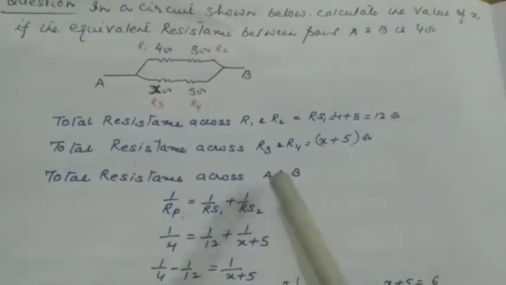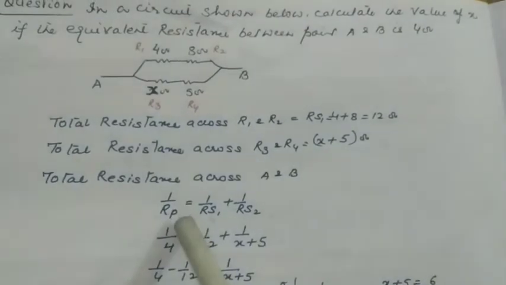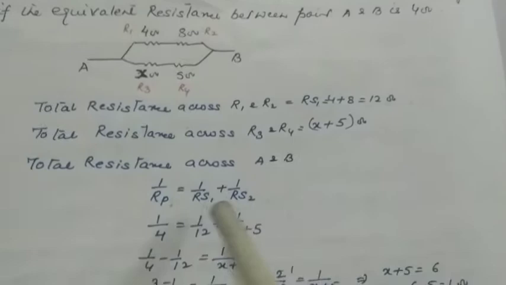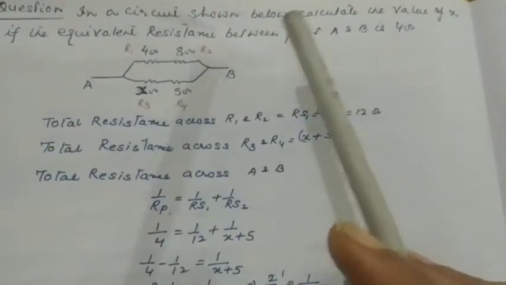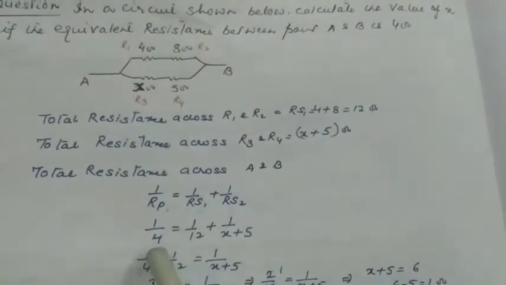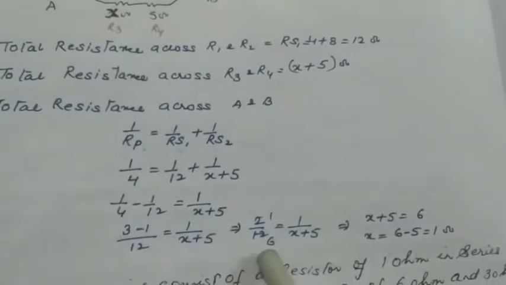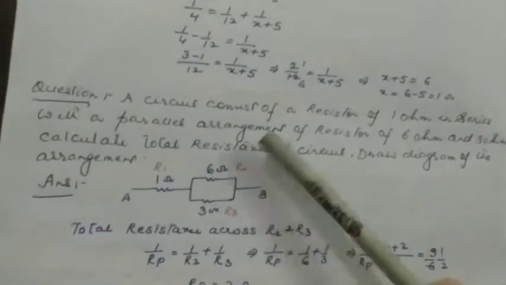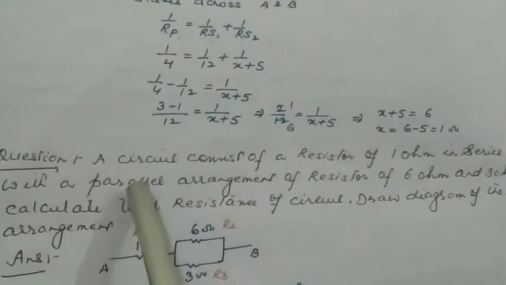So total resistance across A and B, the formula obviously is 1 upon Rp is equal to 1 upon RS1 plus 1 upon RS2. Substitute the values; total resistance is already given here as 4 ohm. So we substitute here, solve it, and with cross multiplication we will get the answer of X as 1 ohm. Next, again, one more different form.